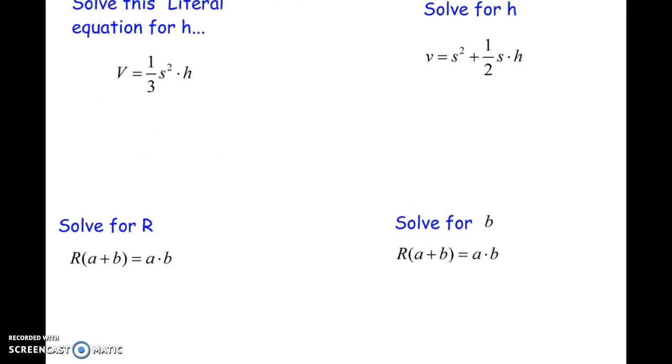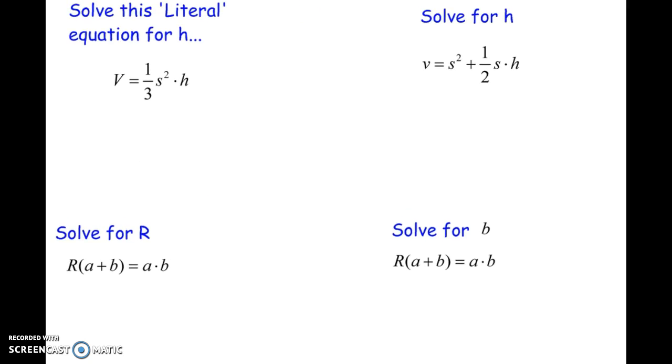Let's try a few more literal equations. So solve this one for h here. So what we're going to do is get this h all alone. There's 2 ways to do that. I might do that in 2 steps. I might multiply by 3 first on both sides. So we get 3v equals s squared times h. If you're solving for h, you're going to divide by s squared, divide by s squared, and you get h equals 3v over s squared.